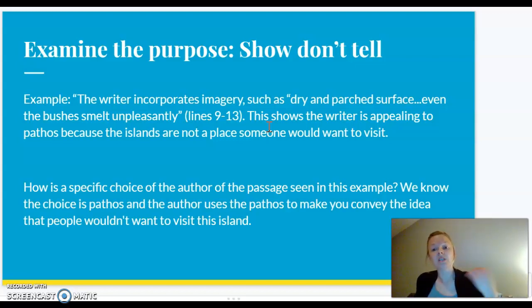Now, I would say to take that a step further, why? What is appealing to the pathos going to make the audience feel? Why is that significant? I wanted to include this example because I feel like it's the beginning, but you would want to take it out a sentence or two and just make sure that you're not just telling, but showing what you want your audience to know.